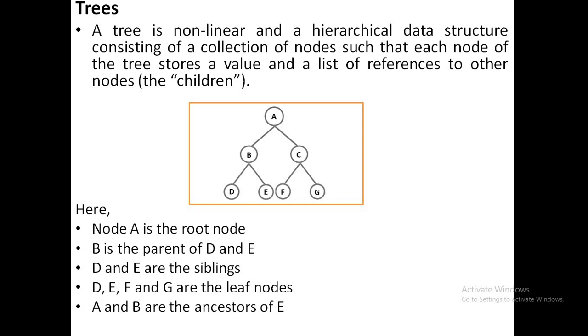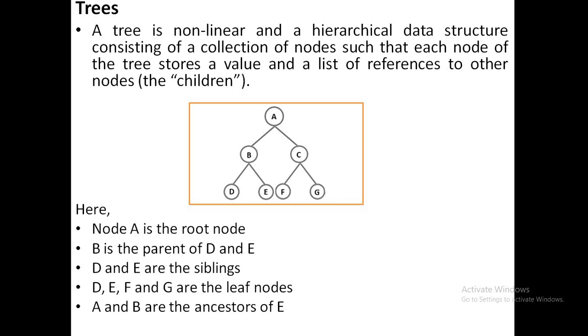Trees. A tree is a nonlinear and hierarchical data structure consisting of a collection of nodes such that each node of a tree stores a value and a list of references to other nodes, that is, child nodes. So here node A is considered to be the root node, and it has two child nodes, node B and node C. And node B has two child nodes, node D and node E, and node C's child nodes are node F and node G.